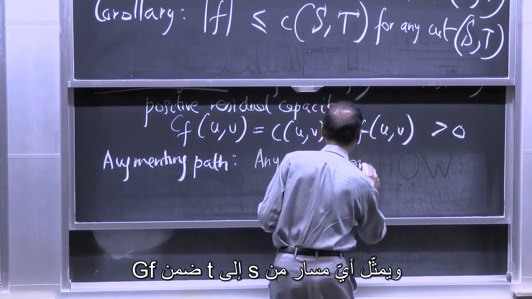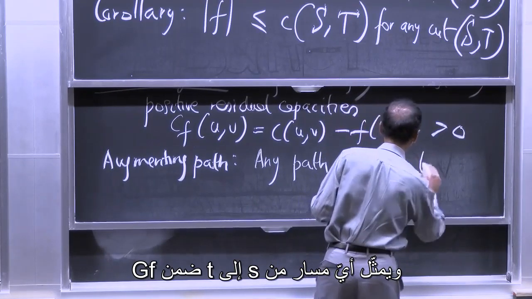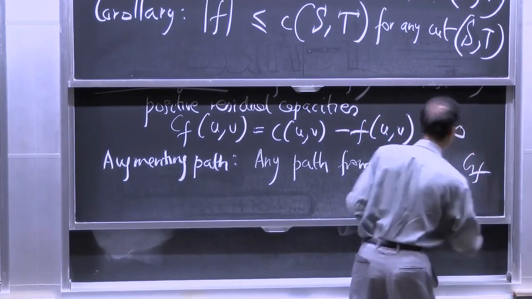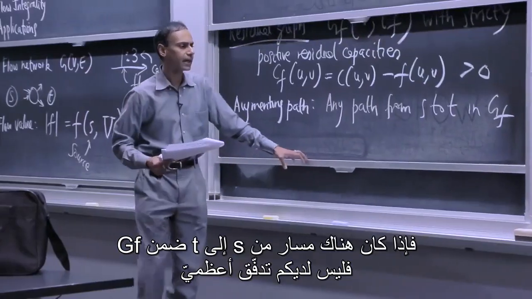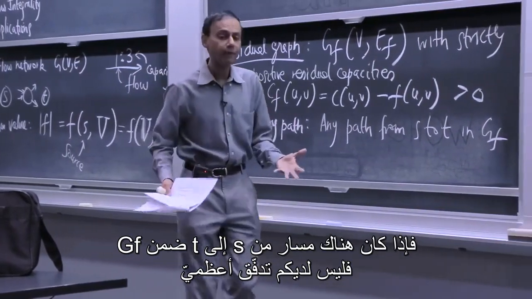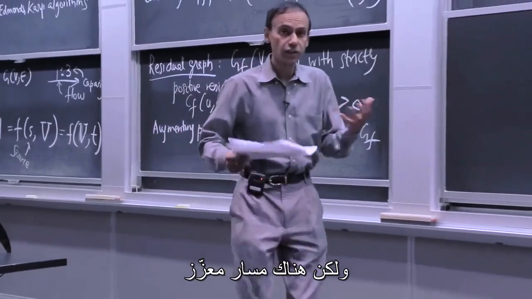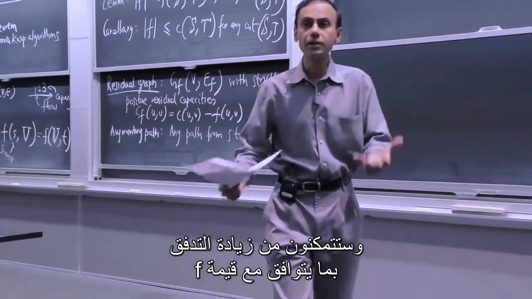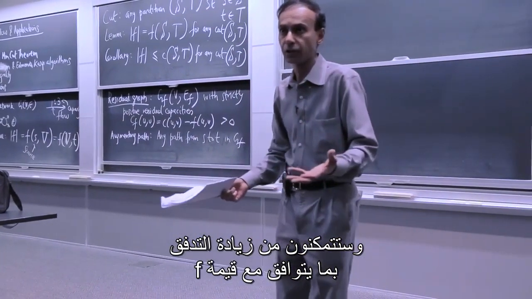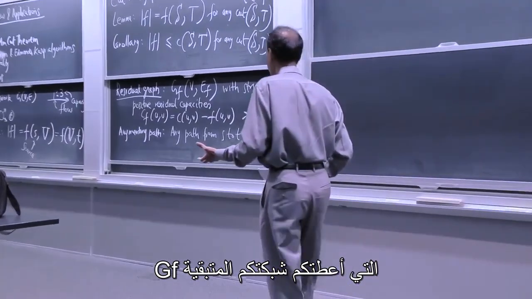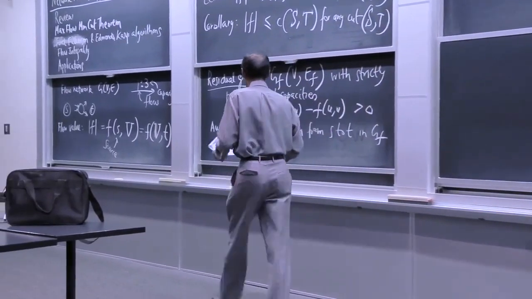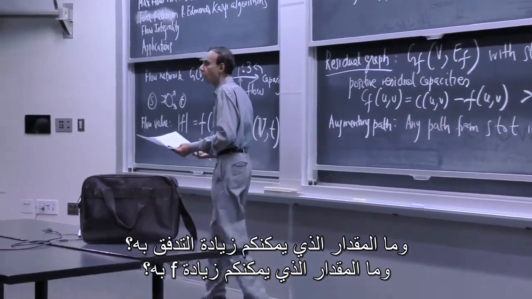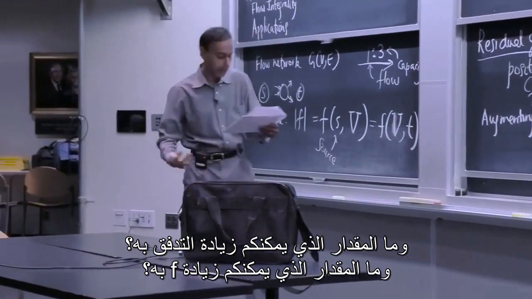And this is any path from S to T in G_f. So if there's a path from S to T in G_f, you do not have a maximum flow. There is an augmenting path. You're going to be able to increase the flow corresponding to the f value that gave you your residual network G sub f. And how much can you increase this flow by? How much can you increase f by?